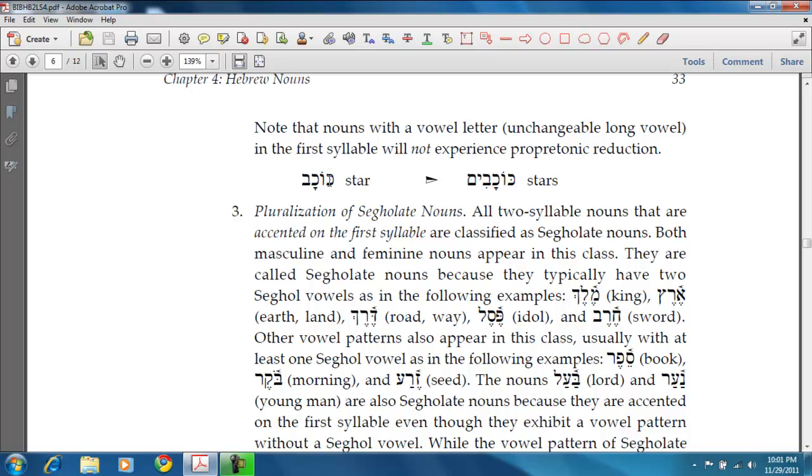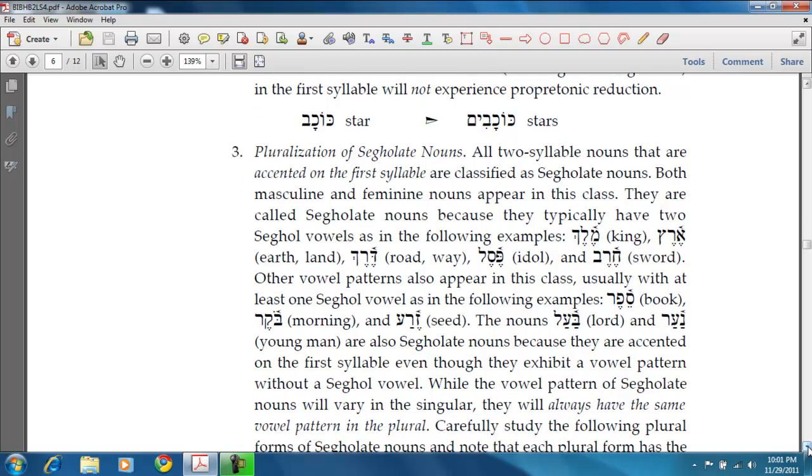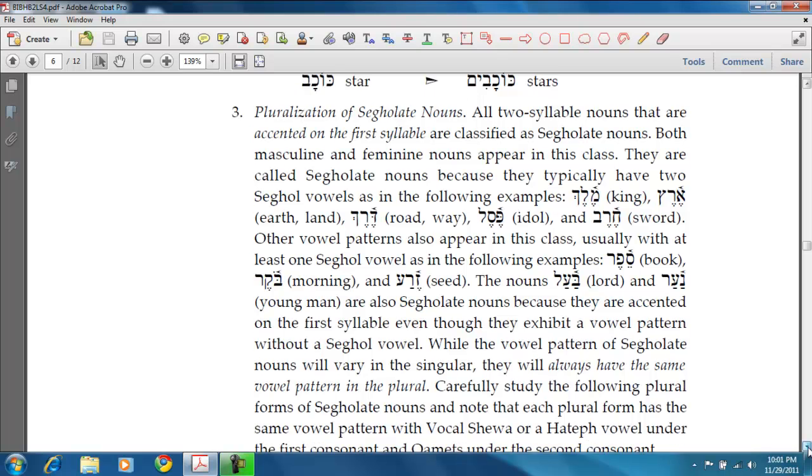And so when you have a noun like kochav for star, and you put a masculine plural ending, kochavim, you see that the holem and vav does not change. It does not reduce down. It remains the same. And so that's the other ones that do not change their root, or there's no vowel reduction whenever you add another syllable, which is a plural ending, onto it.